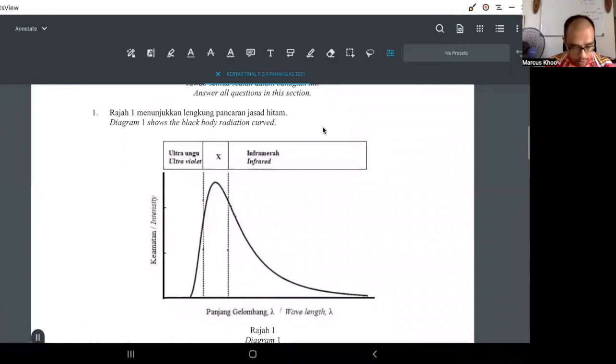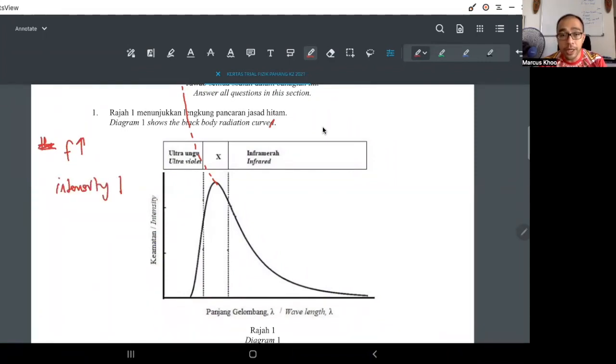Okay, so diagram 1 shows the black body radiation curve. Sorry, I don't know why there's this D over here. Now, one thing to remember about black body radiation is that theoretically, this is supposed to go this way lah. In theory, the idea is that the bigger the frequency, the bigger the intensity. But the problem is there is a catastrophe over here.